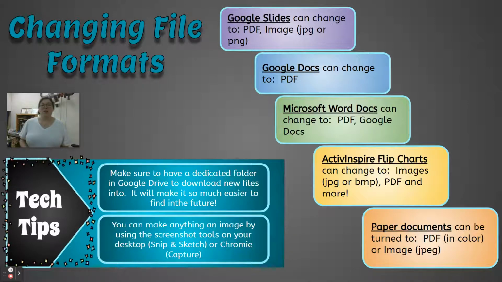Next, remember the Chromebook has the capture tool, so you can do the Control Shift Show Windows, and the desktop has Snip and Sketch, which does all of the screenshots as well. So you can make an image from anything that's on your screen and just save it into your Google Drive that way. That's usually what I do because it's just the fastest and easiest.